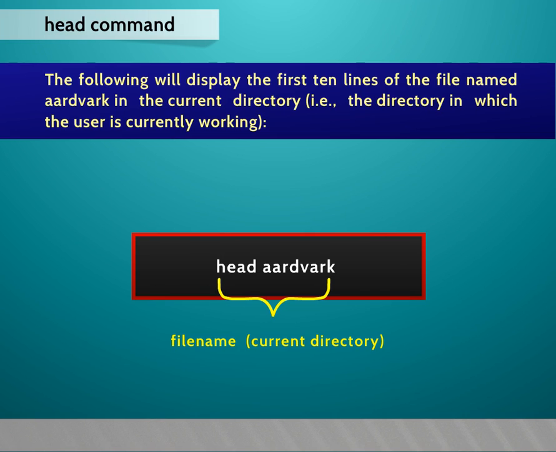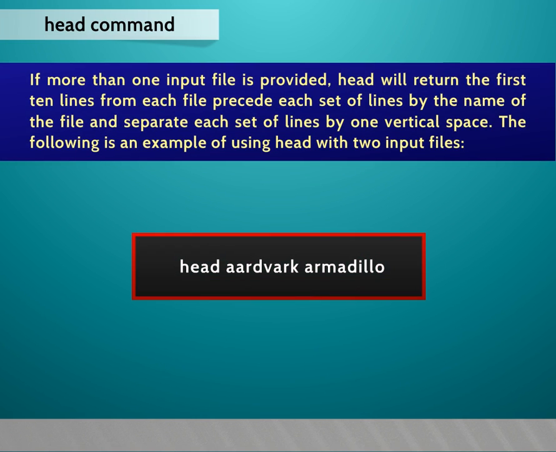The following will display the first 10 lines of the files named AA, RT, VA, RK in the current directory, that is, the directory in which the user is currently working. If more than one input file is provided, head will return the first 10 lines from each file, precede each set of lines by the name of the file, and separate each set of lines by one vertical space. The following is an example of using head with two input files.